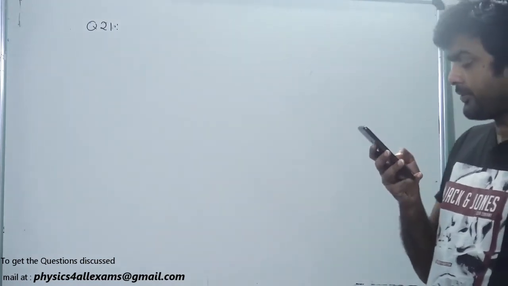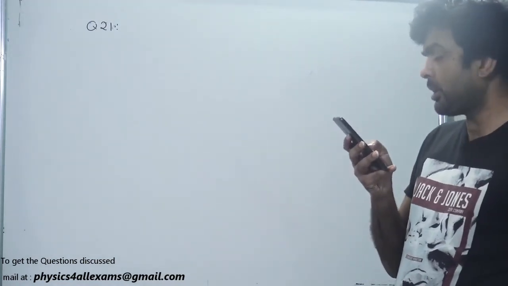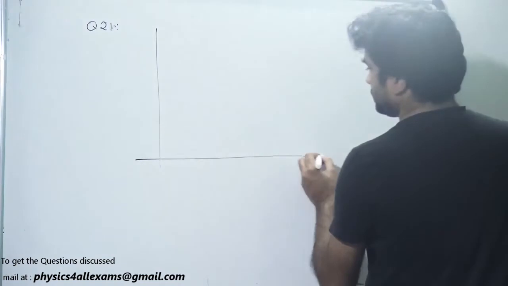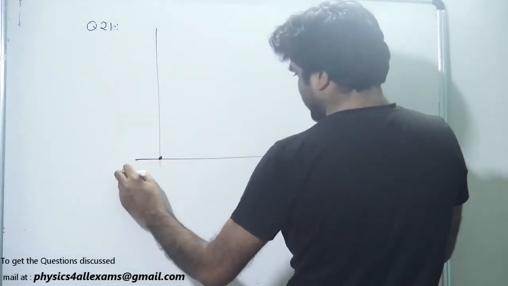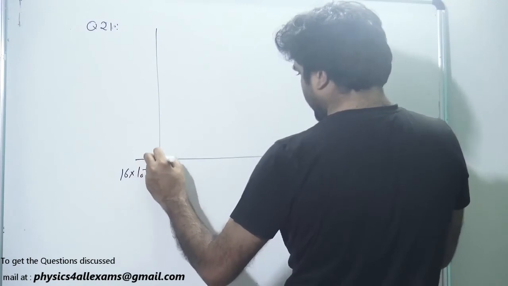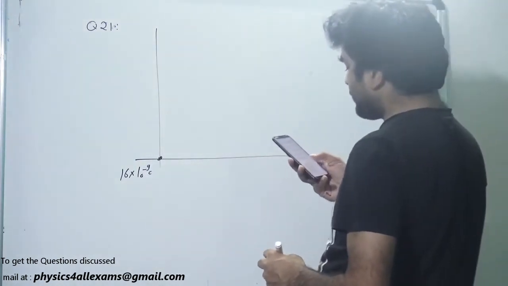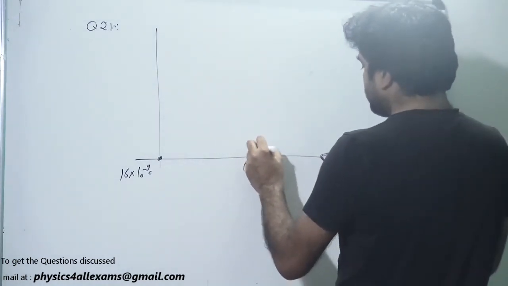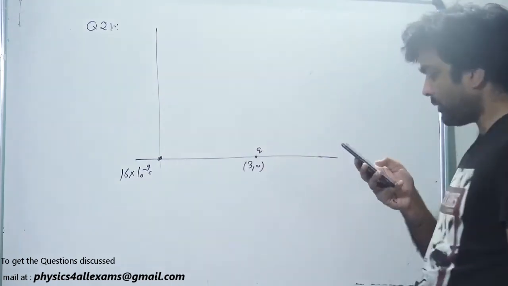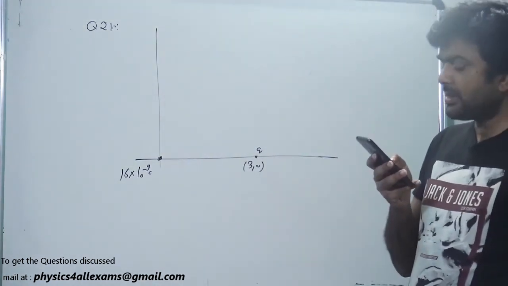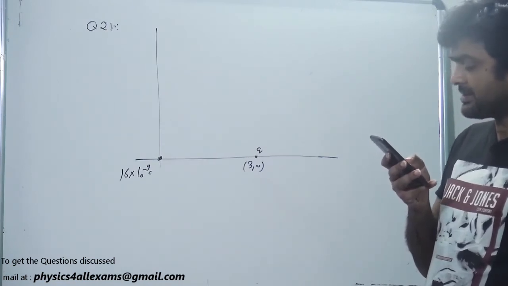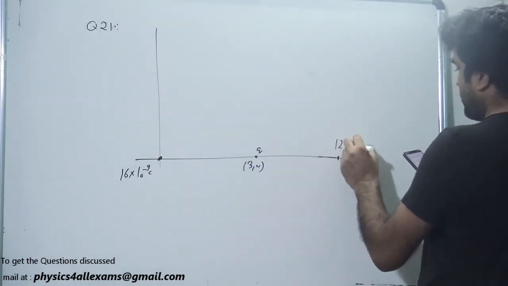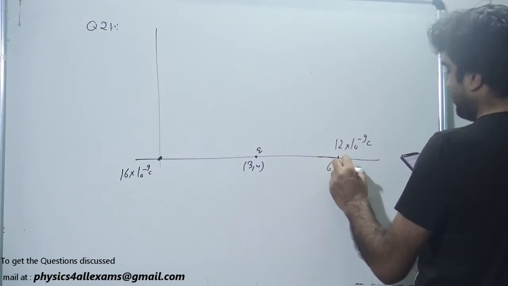So question number 21 is, a charge 16 × 10⁻⁹ coulomb is fixed at the origin of the coordinates. So here the charge is 16 × 10⁻⁹ coulomb at the origin. A second charge q of unknown magnitude is at 30, and a third charge of 12 × 10⁻⁹ coulomb is at 60.